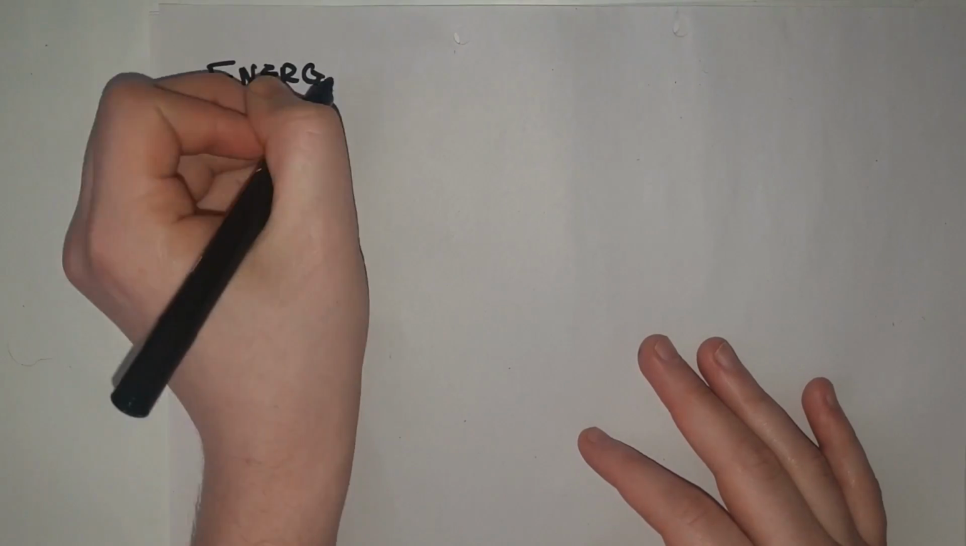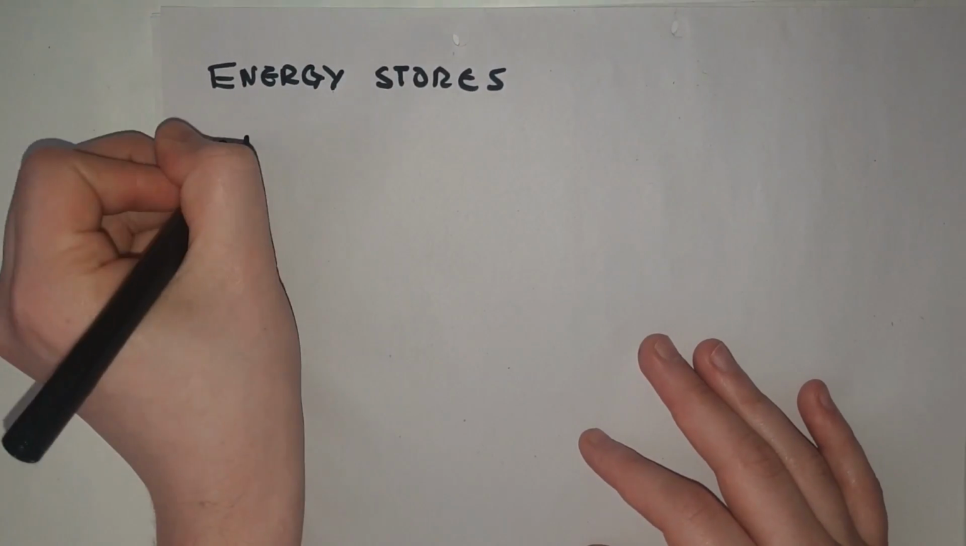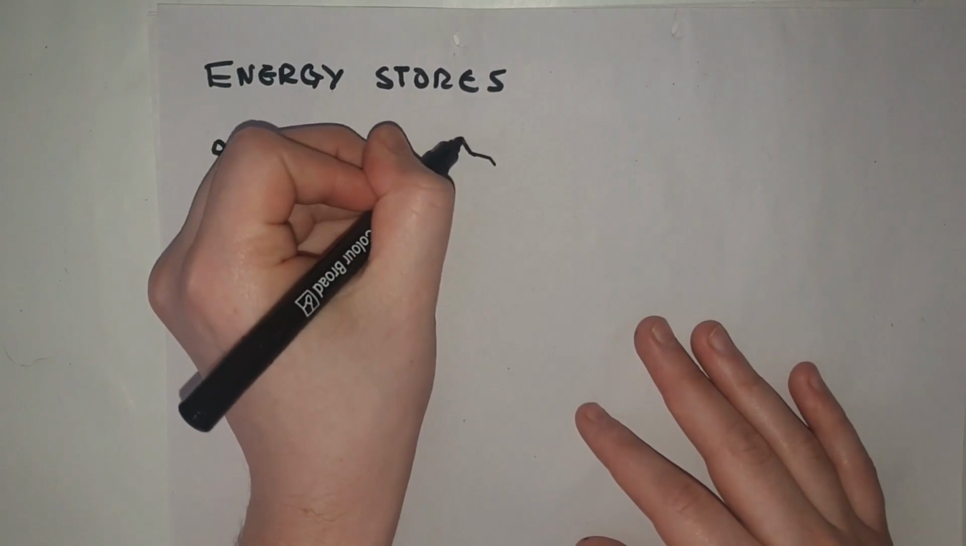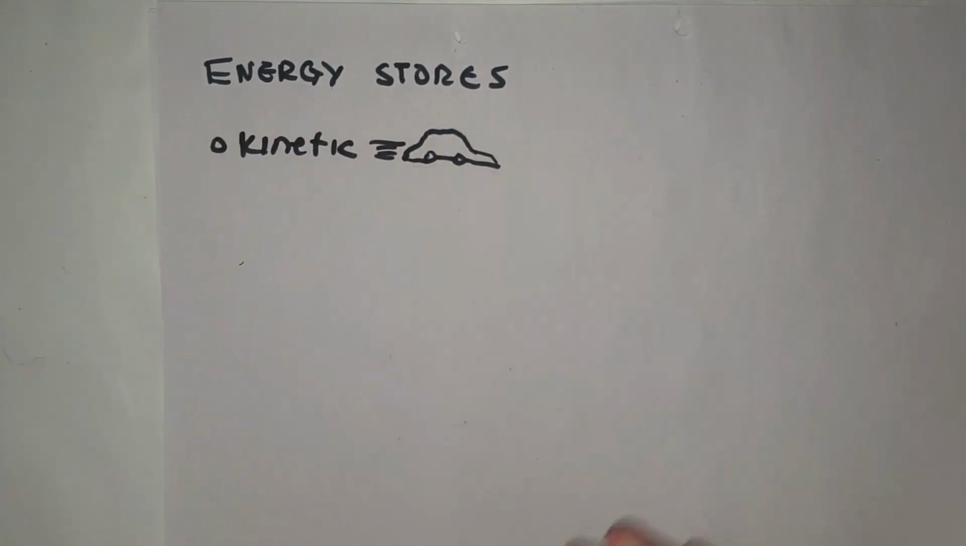So now we're going to look at the 8 main energy stores. There is the kinetic energy store. Now this is the energy of any moving object, for example a car driving down the road, someone running, planets orbiting the sun. So if something's moving, it has a kinetic energy store.